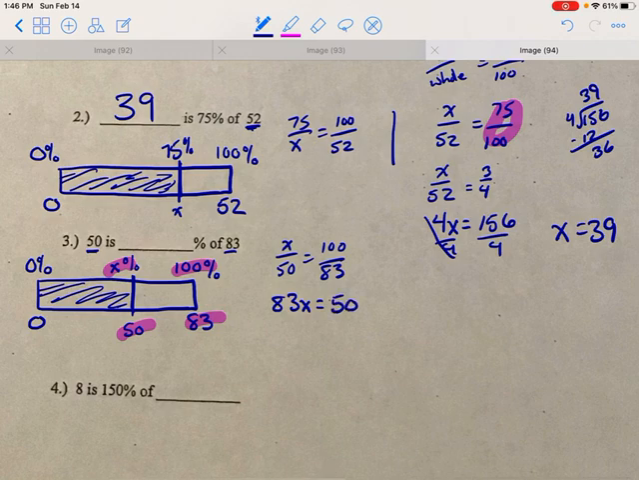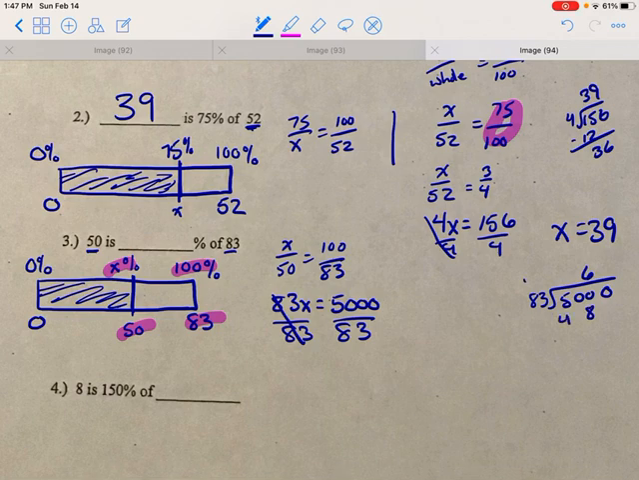83x, so 50 times 100 will be a 5 with 3 zeros. Now this one's not going to come out pretty, so I have to figure out how I want to put my answer. All right, so let's think about if I do the long division of 83 into 5,000. I don't know if I have room for that. Let me squeeze this over here. All right, so we can't go into 50, but we can go into 506 times.